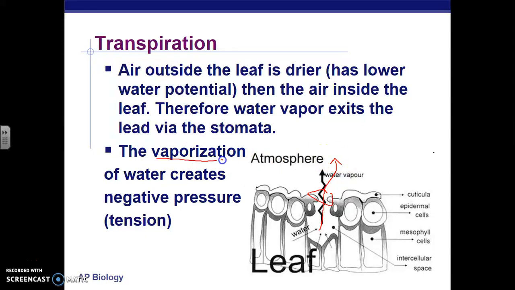This vaporization of water creates a negative pressure. And remember, a negative pressure, or a pulling force, which is what this water evaporating is, makes the water potential more negative. Now, how does that help water get pulled up the stem?